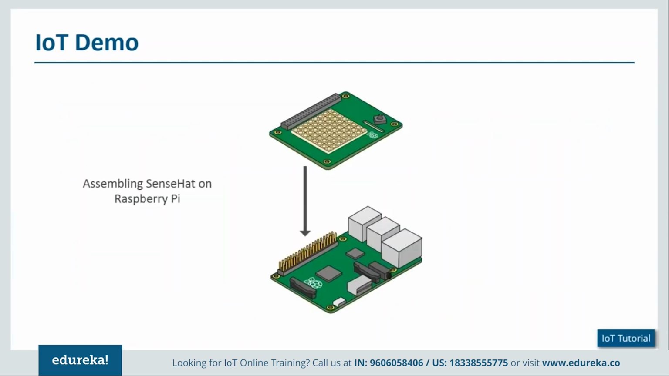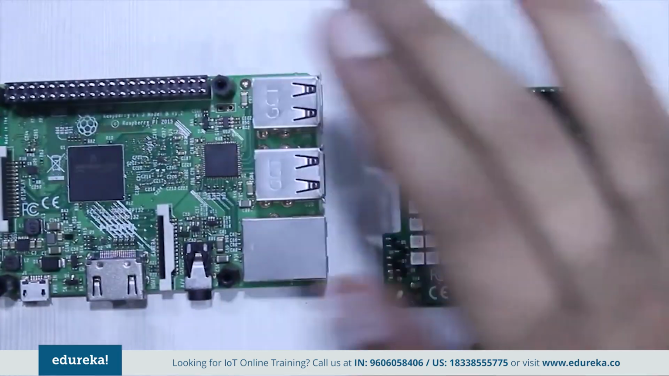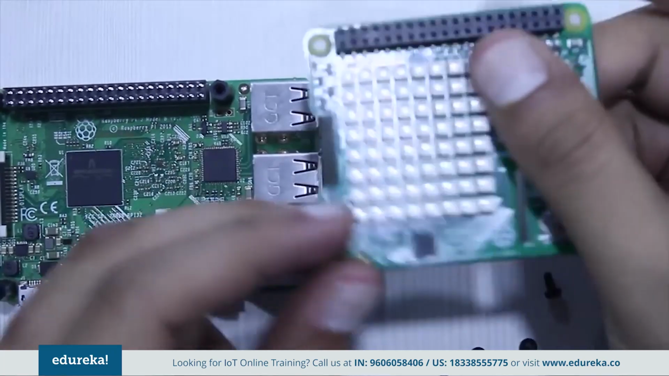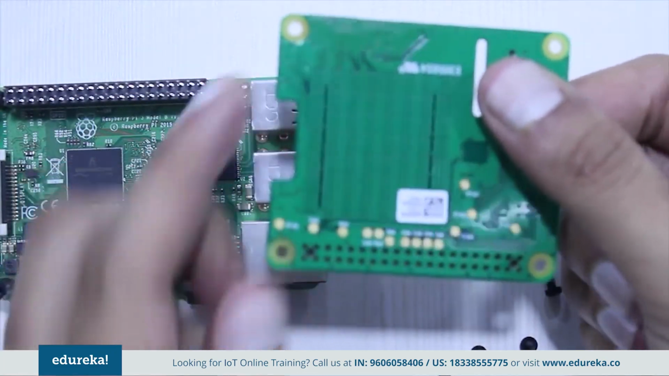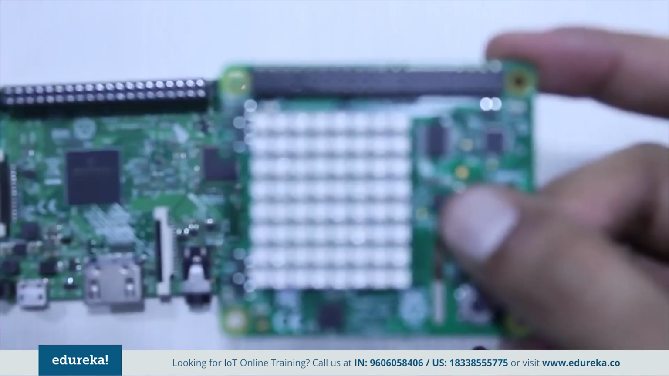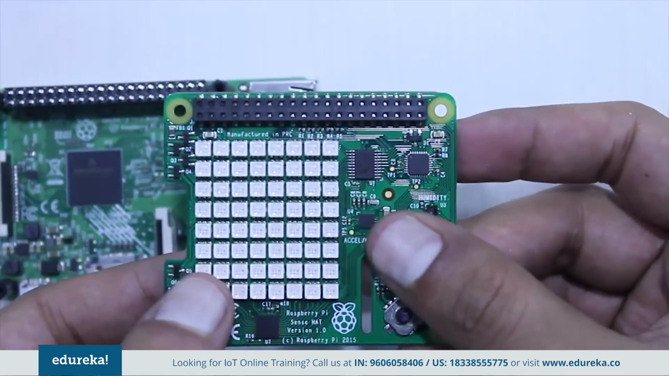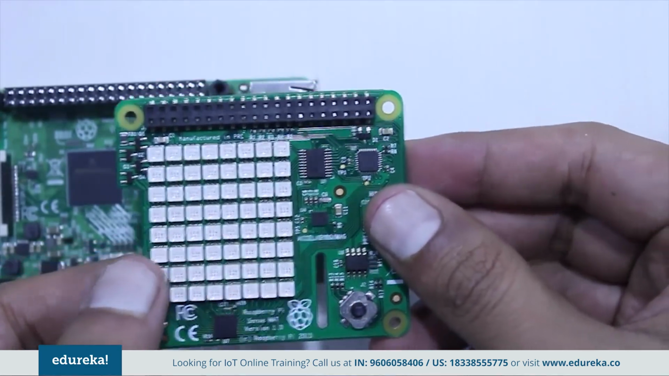First, let me show you what the Sense HAT is and how you can assemble it on the Raspberry Pi. This is my Raspberry Pi unit, and this is the Sense HAT board. It's a simple additional board that you can add on top of your Raspberry Pi. How it's different from the Raspberry Pi is that there is an 8x8 digital LED display present here. You can use this for various different purposes as per your requirement.